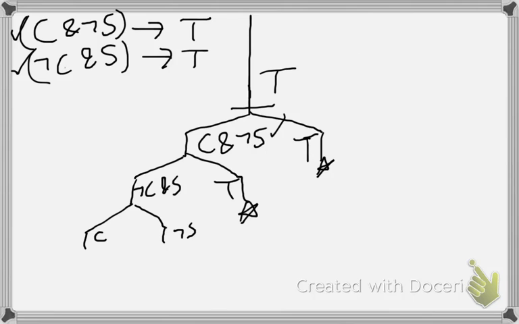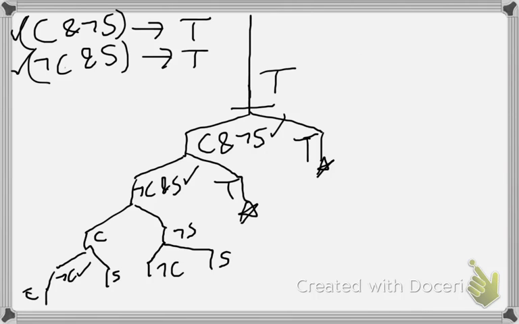And then we take apart this one, and since we have two open branches, we need to do it on both branches. So we get a not C here, and an S here, and a not C here, and an S here. Okay, now we have to take care of these negations. So I will do the not C, so that becomes C on the other side. And so now this branch closes off because I have a C on the left-hand side of the tree and a C on the right-hand side of the tree.